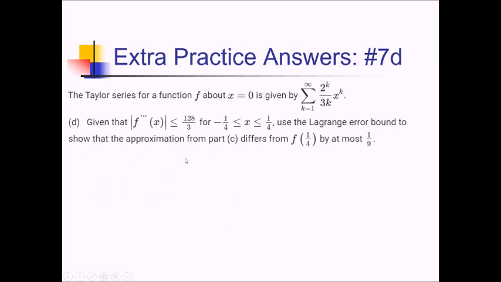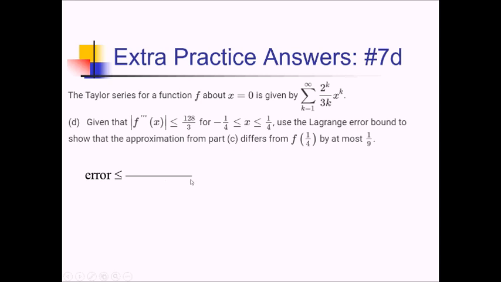For the last part of this problem, we're given that the absolute value of the third derivative of x is less than or equal to 128 over 3 on the interval from negative 1/4 to 1/4. And they want us to use the Lagrange error bound to show the approximation from part C differs from f of 1/4 by at most 1/9. So we're talking Lagrange error bound. We basically want to show that if I do the Lagrange dance, I get an error that is at most 1/9.